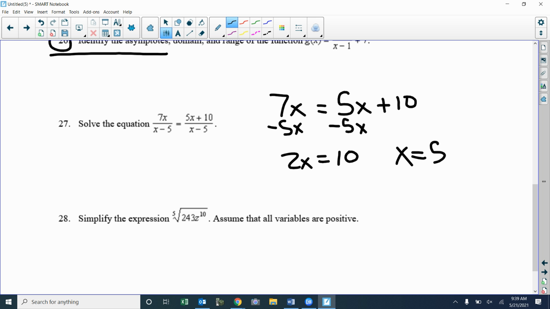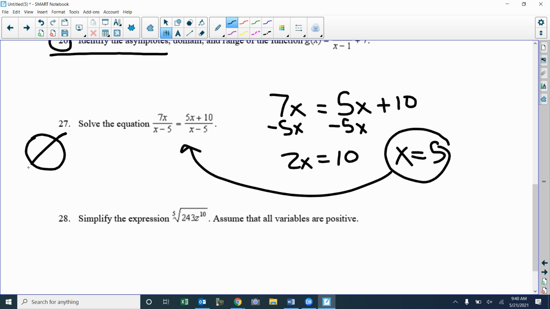Now, when we take that and plug it back in, what happens to our denominator? It becomes undefined, so there's no solution here.